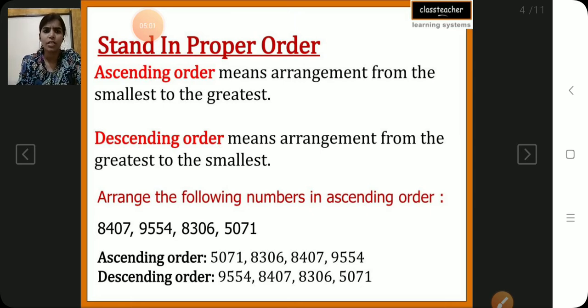Then you make the descending order, just the reverse of this order. The greatest number is 9554, 8407, 8306, 5071. Understand? Okay.